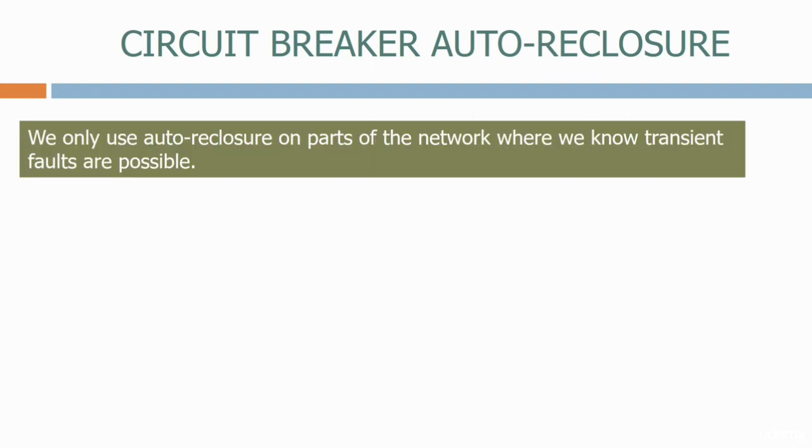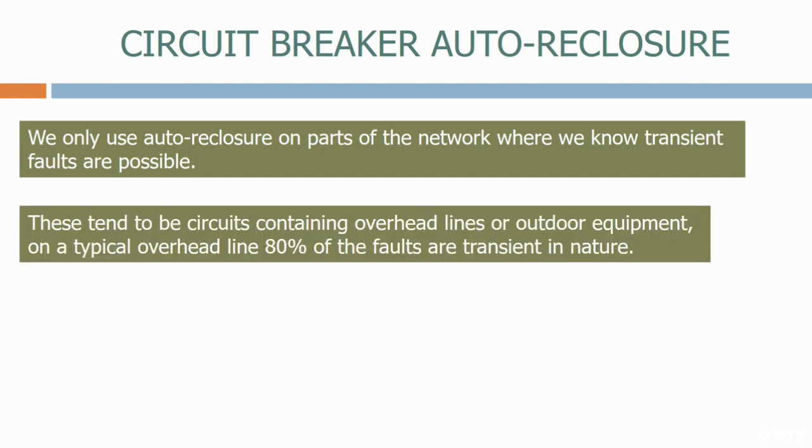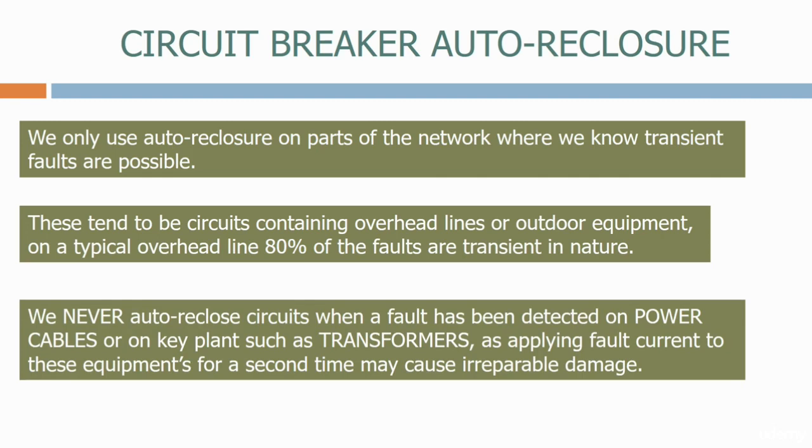We only use auto-reclosure on parts of the network where we know transient faults are possible. These tend to be circuits containing overhead lines or outdoor equipment. On a typical overhead line, 80% of the faults are transient in nature. We never auto-reclose circuits when a fault has been detected on power cables or on key plants such as transformers, as applying fault current to these equipments for a second time may cause irreparable damage.